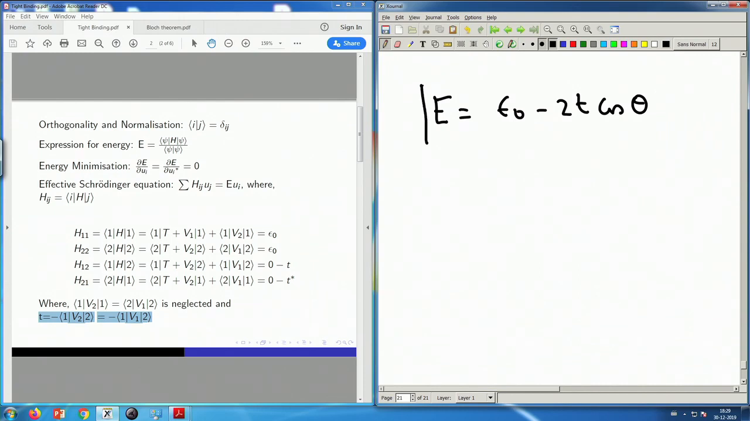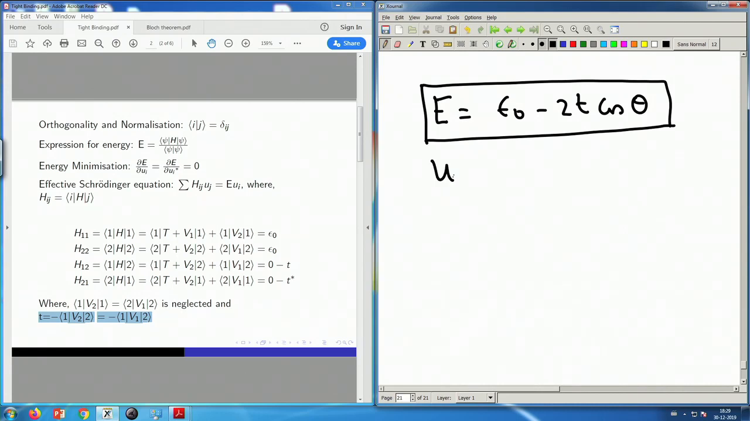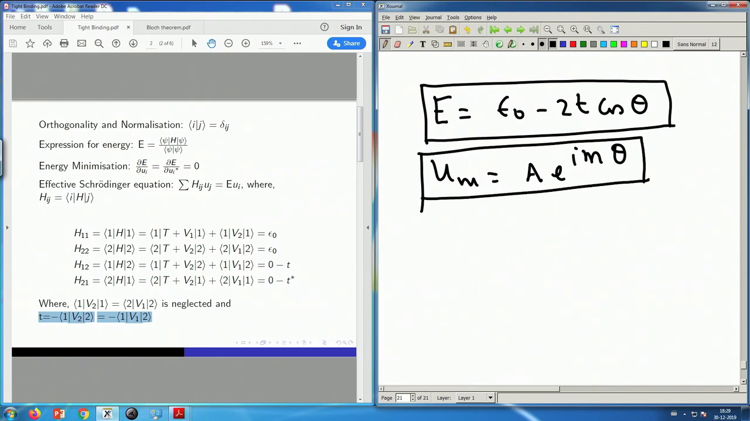What that theta is we will calculate, and the beauty of this is that the solution is u_m equals a e to the power i m theta. These are the simple solutions to this problem, and they obey Bloch's theorem, and they give me a variational energy, which is what I have just written down. This is my variational energy.